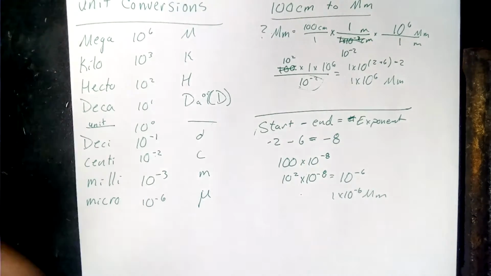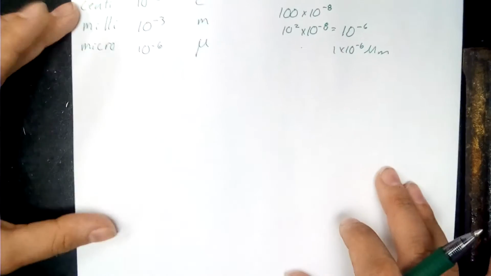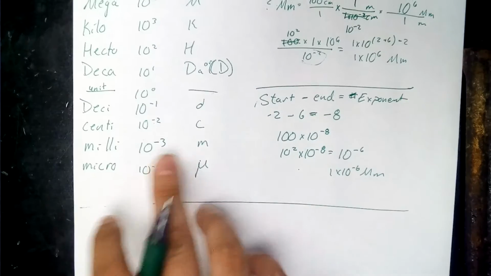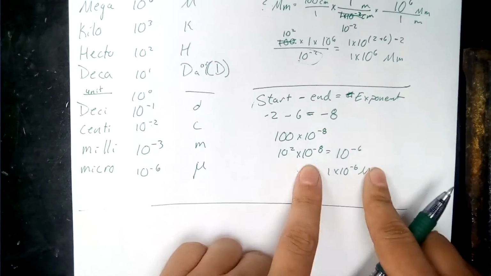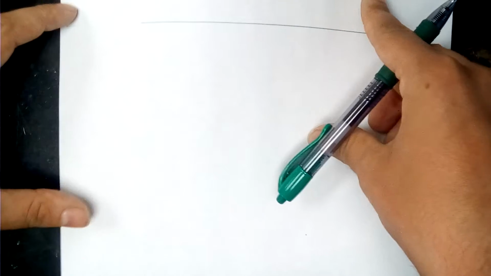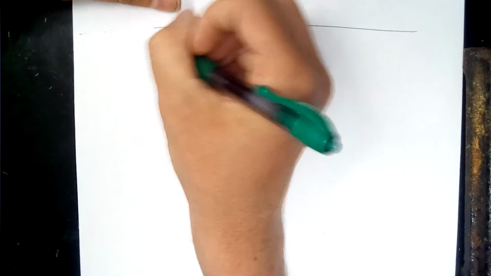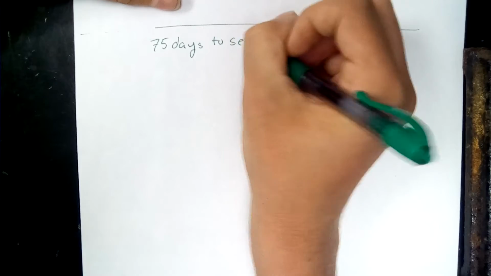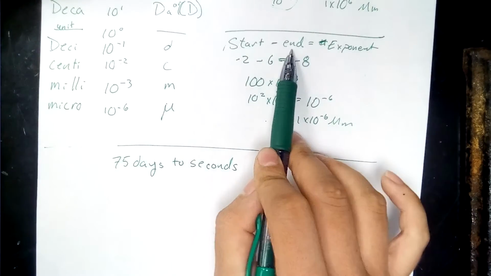If you're doing units that aren't so nice and neat, so let's use a reference of time. So time isn't this base 10, this very nice system here. So our exponents don't really work. So let's say we want to know how many seconds are in 75 days. So if we have 75 days to seconds, we actually cannot use this method here. We actually have to go to this method.